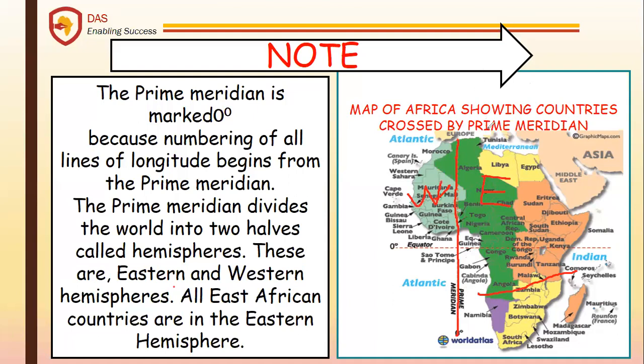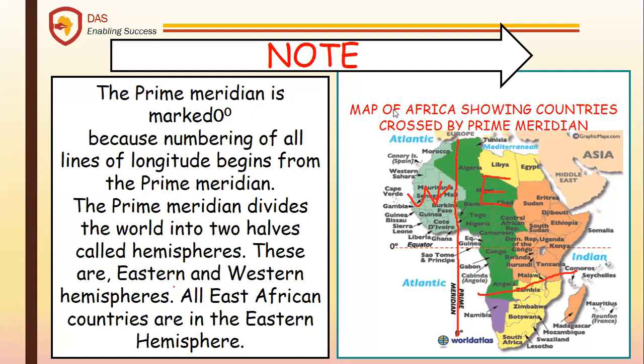Thumbs up if you understand it. Now, this means this part where I put E is the eastern hemisphere. Clear? Then this part where we have W is the western hemisphere.